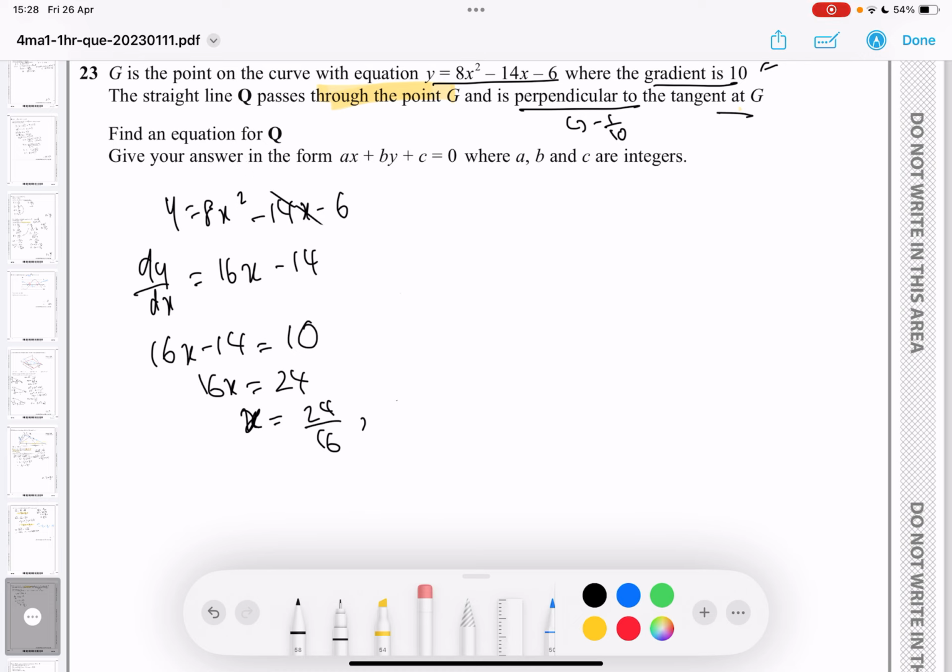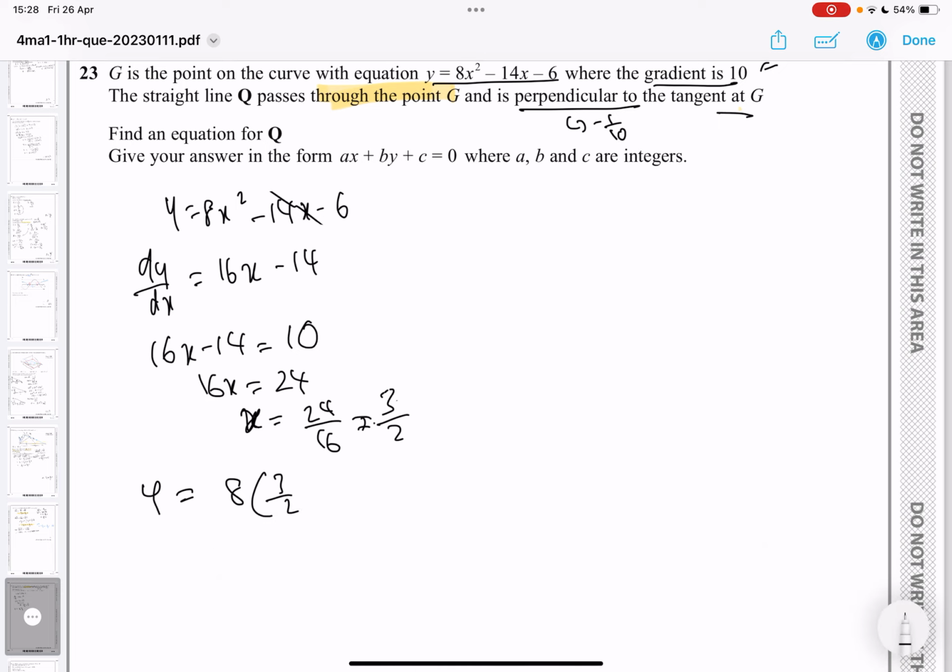Okay. 3 over 2. So the x coordinate of G is 3 over 2. Now we just need to substitute it into the equation of the curve to find the y-coordinate of G. So if we do that, the y-coordinate is minus 9. So that means the coordinates of G are 3 over 2 and minus 9. Now it says find an equation for Q.